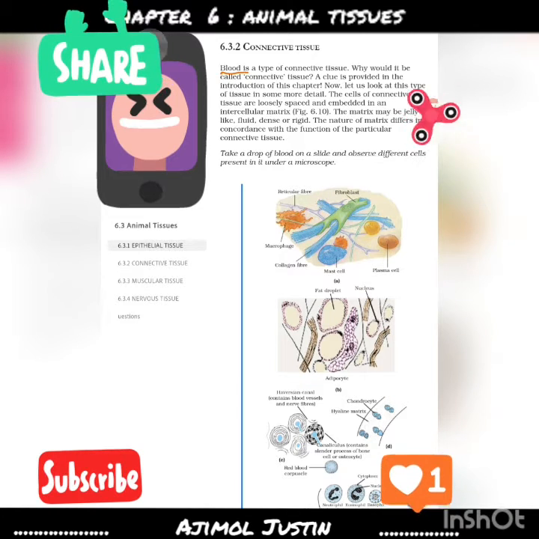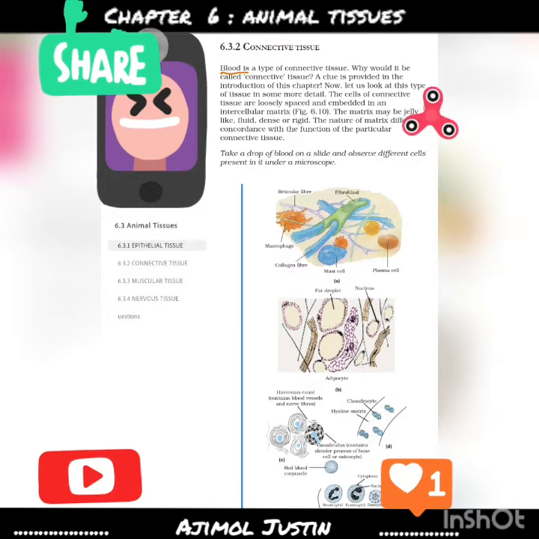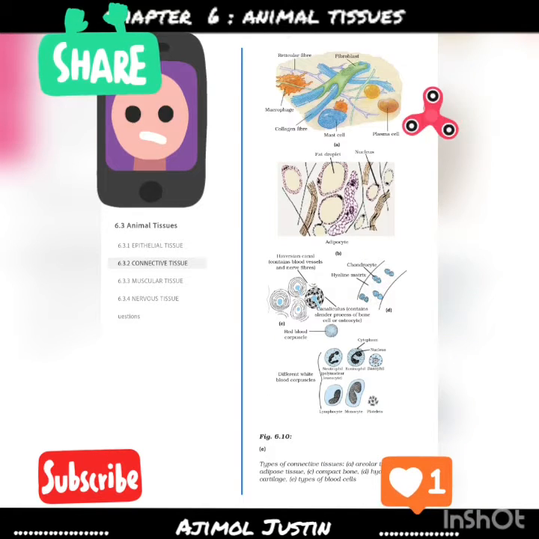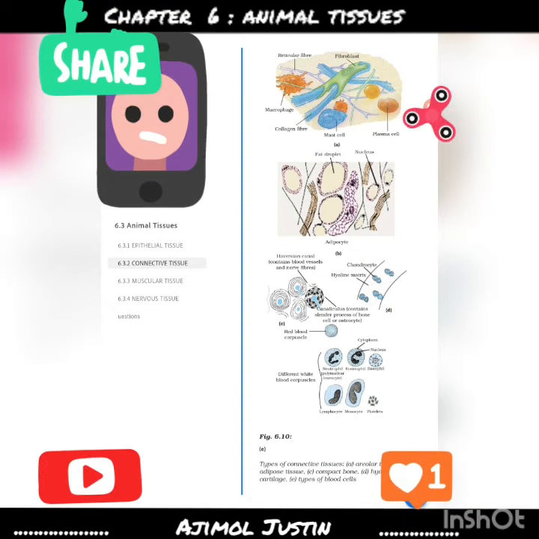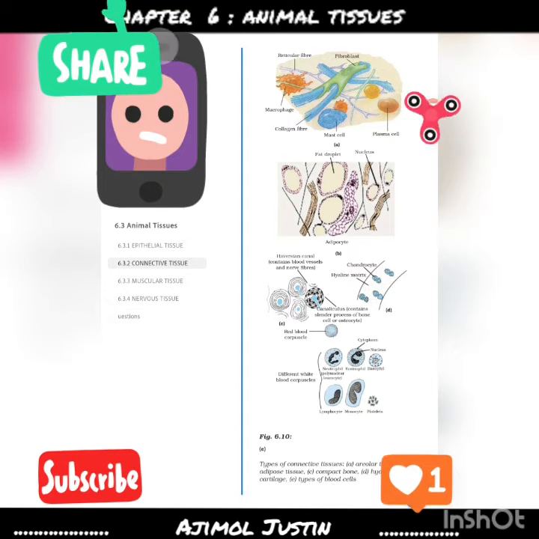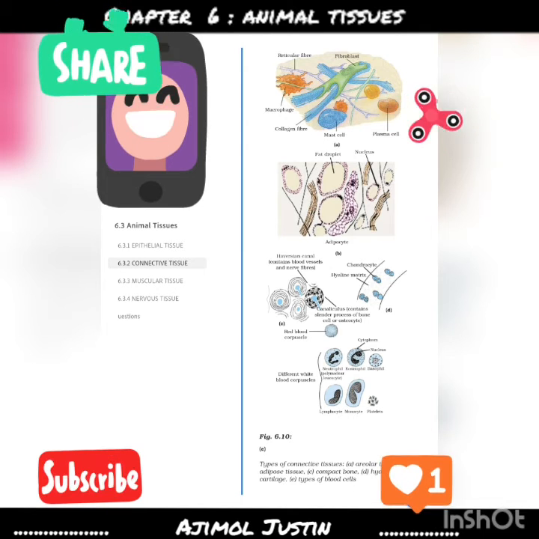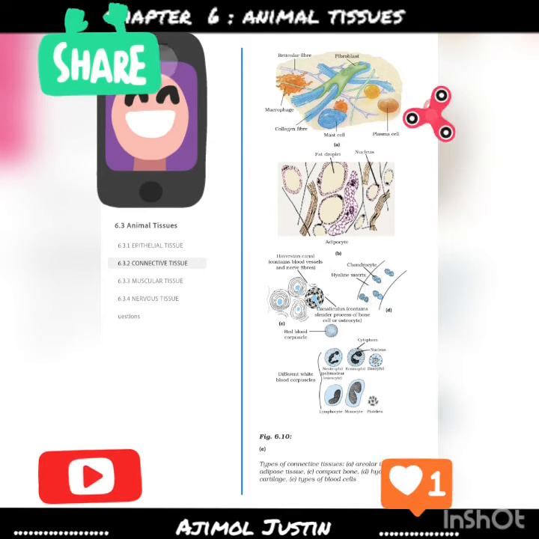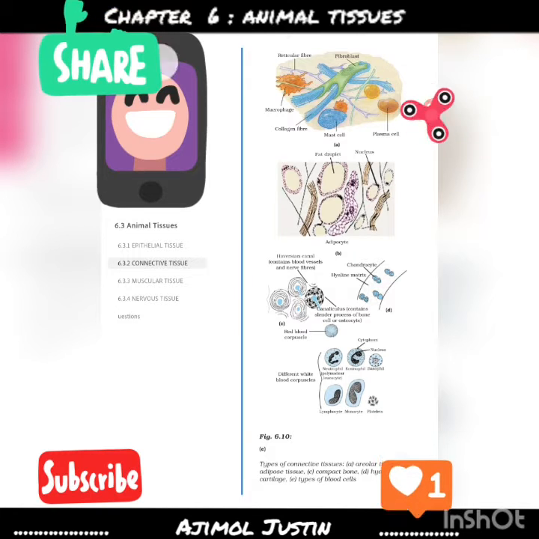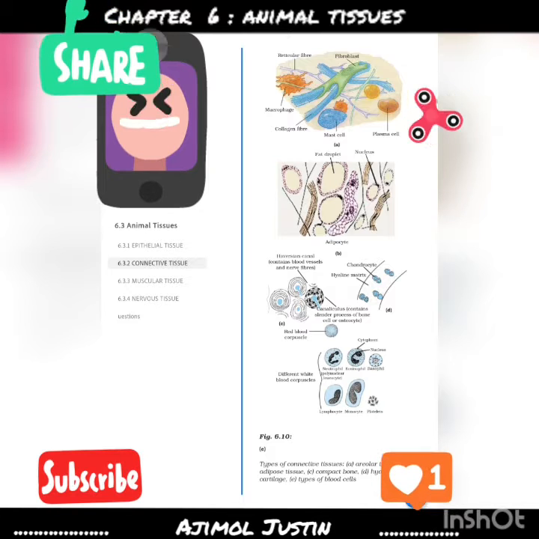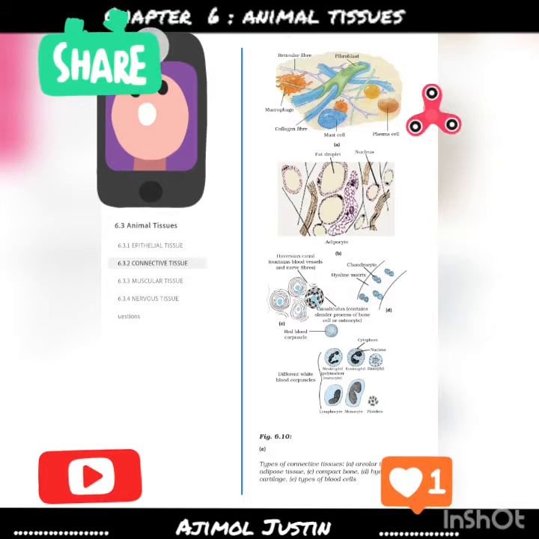How does blood look like? It is fluid, right? Dense or rigid, it can be rigid also. Connective tissues are of different types, not only blood. You can see other types of connective tissues also. Here you can see there are different types of connective tissues given. First is the areolar tissue, which is A. Next is the adipose tissue, B, that means the fat that is stored under your skin. These are adipose tissue.